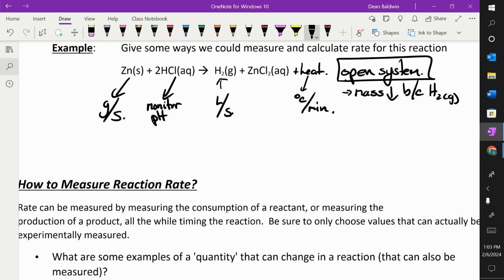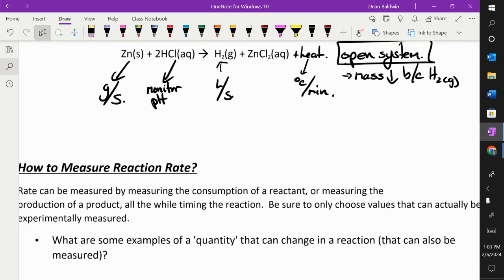The point here is there are lots of ways to monitor a reaction. It's going to depend on what equipment you have, what is simple to do, and basically just what do you want to do? What are you looking for? You can measure color change as well.